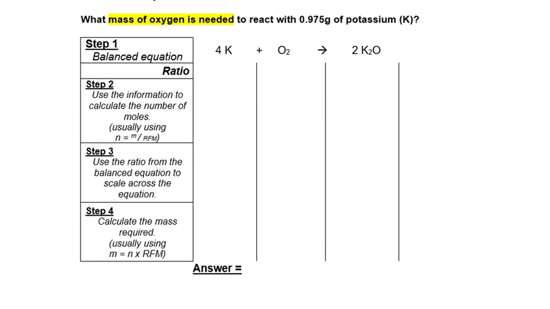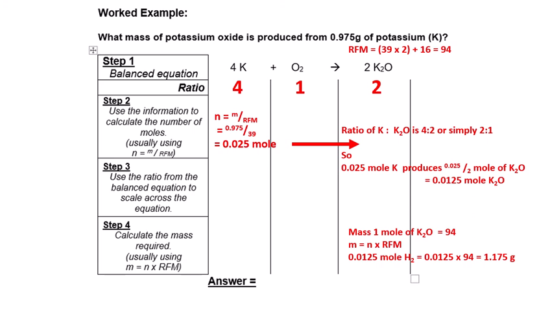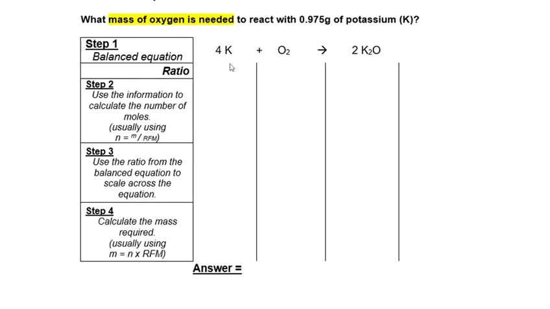So look at this. Suppose this time they said, what mass of oxygen is needed to react with 0.975 grams of potassium? Now if you look back at the previous question, do you remember what we had with it? We had what mass of potassium oxide. So this original one was going from potassium, told you potassium, and they wanted to know how much of this was produced. Now this one is the same thing. You've 0.975 grams of potassium, so we're going to start the same way, but this time we're asked how much oxygen is needed. So this time there's a ratio 4:1:2. But this time, we're going to scale between these 2 columns.